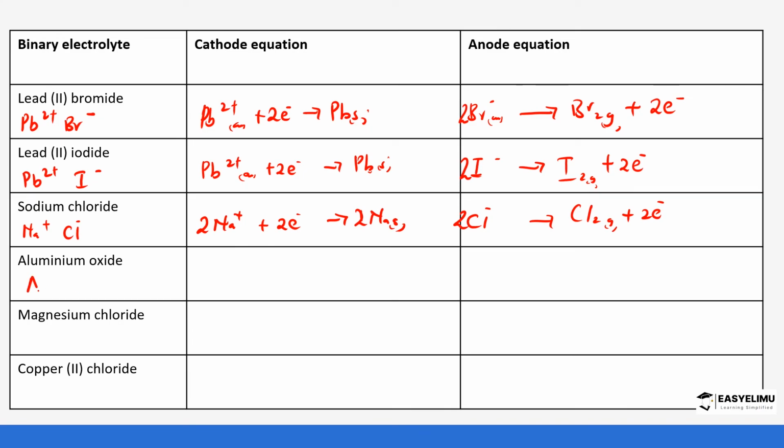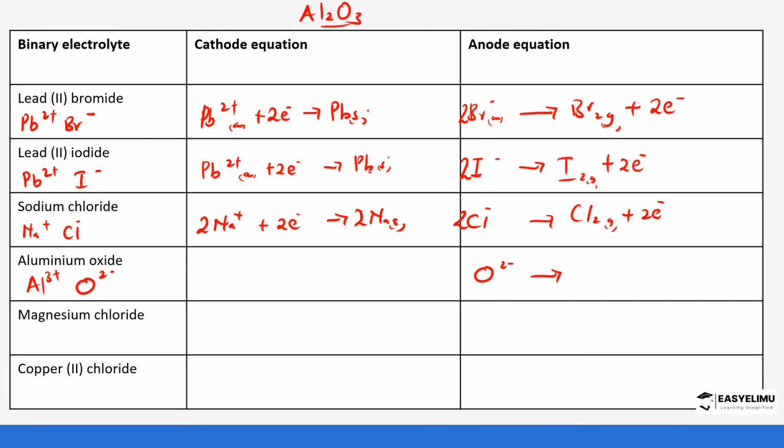For aluminium oxide, we have aluminium 3 plus and oxygen 2 minus. So the aluminium moves to the cathode while the oxide ion goes to the anode. So on the anode, the oxide ion loses electrons. But now this one is going to be interesting. As you can see from the formula, this is the formula of aluminium oxide.